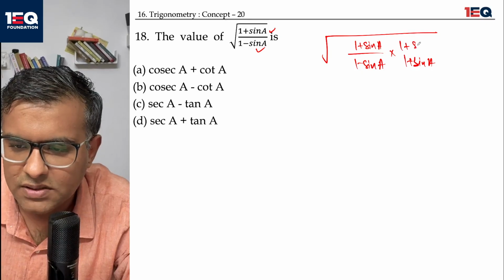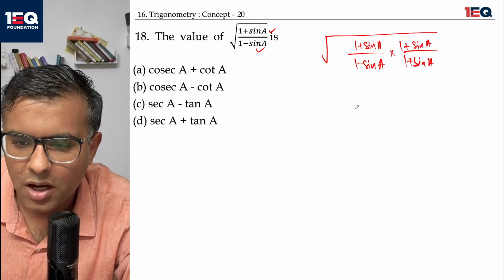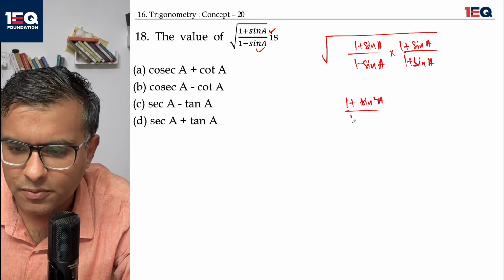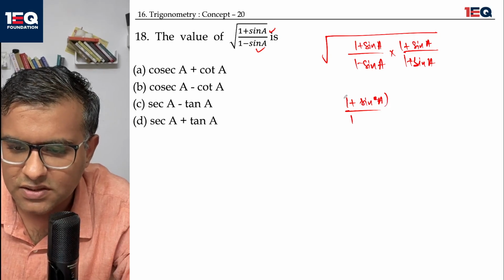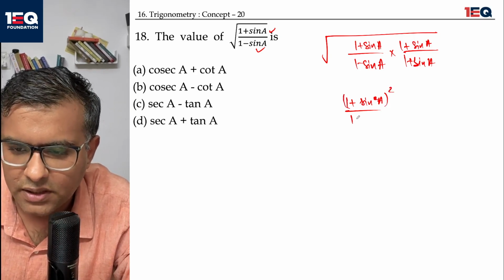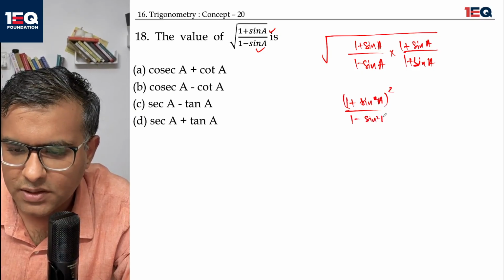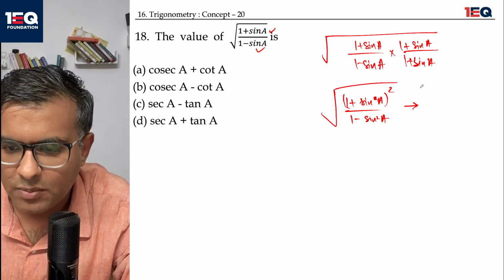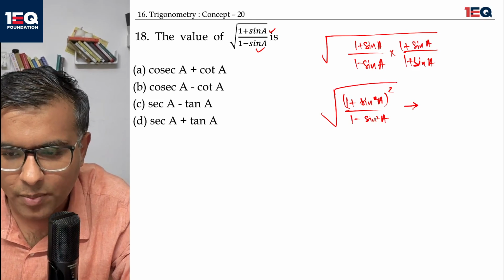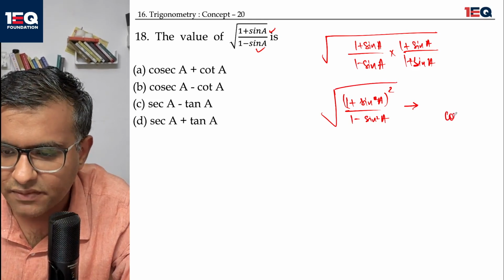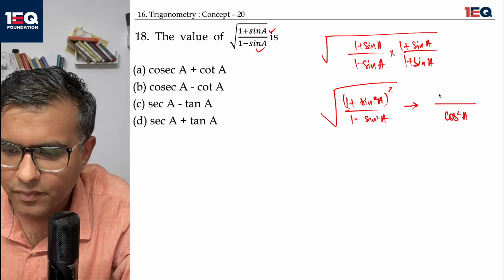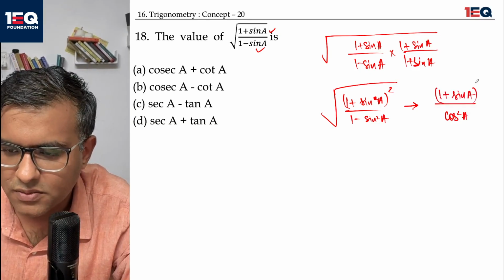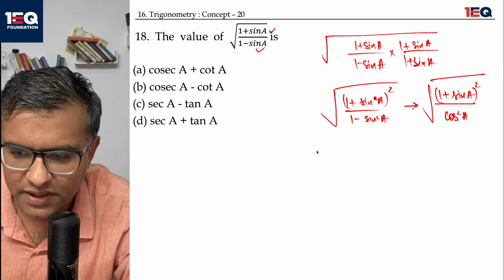1 plus sine a. The upper portion becomes a square, and the lower portion, no, this is not sine square a, this is 1 plus sine a whole square on top, and this is 1 minus sine square a. The root remains the same. The root will go from the top part, and 1 minus sine square a will convert itself into cos square a. 1 plus sine a, this whole square shall remain, and the root will come for the one last time.